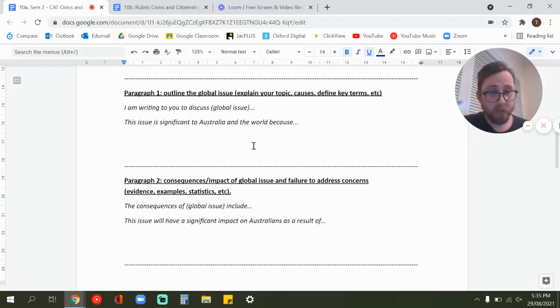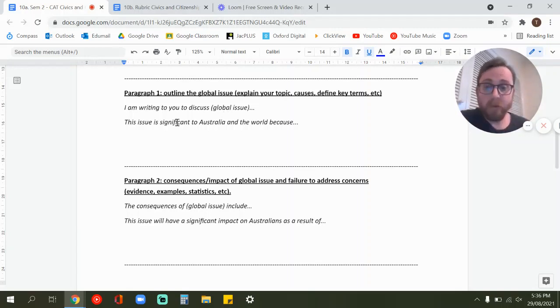So paragraph 1, you're outlining the issue and why I should care. Why is it significant to Australia and the world? What is the connection to this? Because if you're discussing refugees and asylum seekers and so on, the person reading it's going to say, but why have you sent this to me? Why have you sent this to the Minister of Foreign Affairs or something like that?